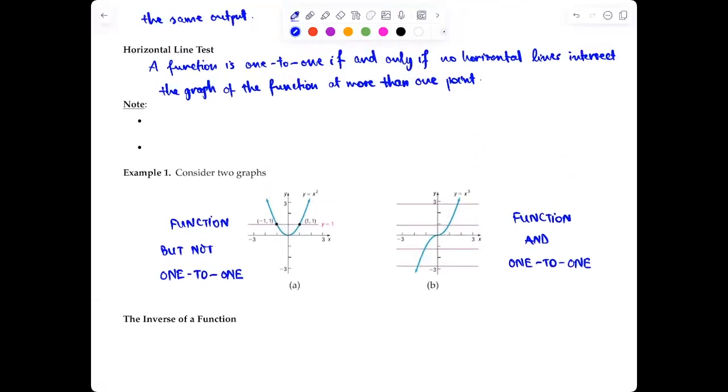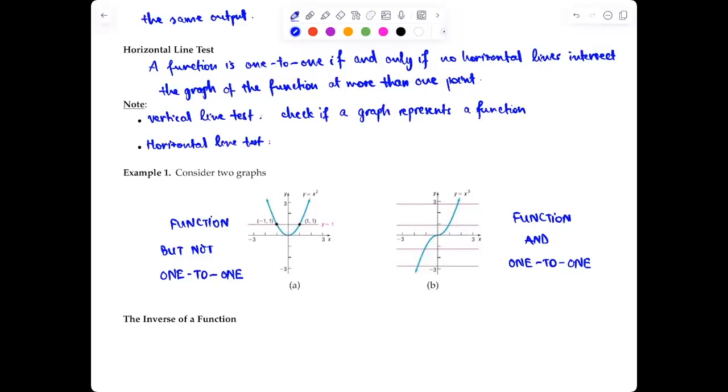As I mentioned earlier, you have two different tests at this point. The vertical line test: using this, you check if a graph represents a function. And the horizontal line test: you check if the graph of a function is one-to-one.